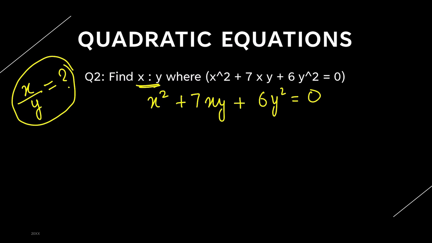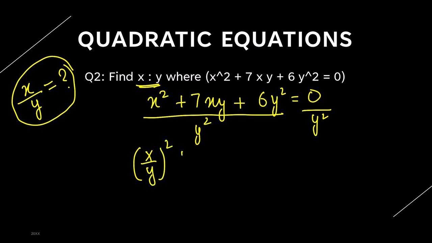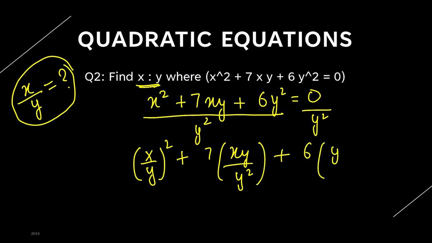Okay. I have to find x by y. But how to do it? Suppose this is the equation given to me. I divide both sides by y square. So will it not be x by y whole square plus 7xy by y square plus 6y square by y square is equal to 0?